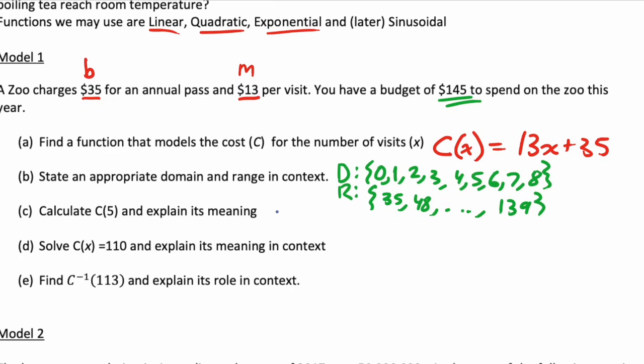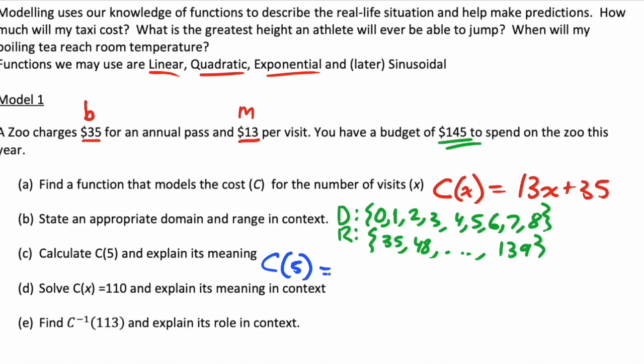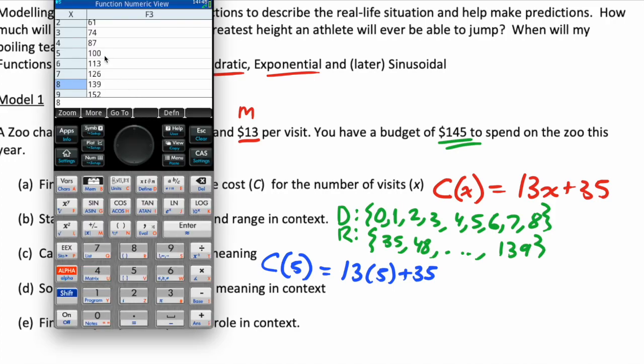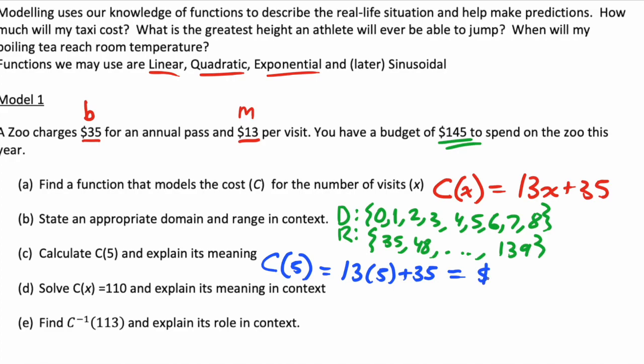Okay, C of 5 is, well, you just substitute in x for 5. So we have 13 times 5 plus 35. And actually, if you don't want to work it out, you can just look at your table. That's 100. So that's $100. So that means it costs $100 for 5 visits.